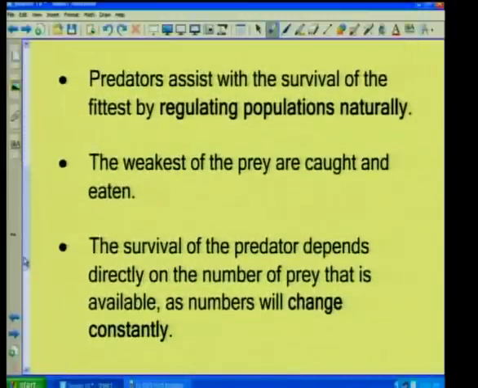Predators assist with the survival of the fittest, and this is exceptionally important, by regulating populations naturally. That's what the predator does. Now, we've seen case studies where they've taken the predator out of an area.